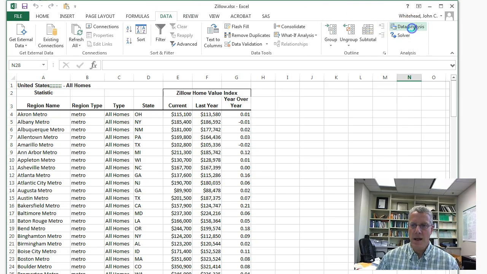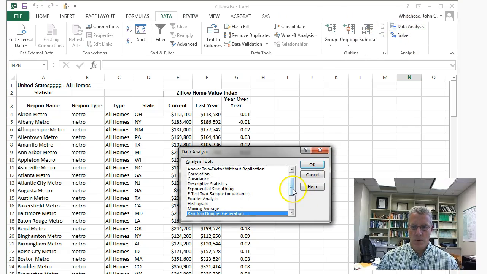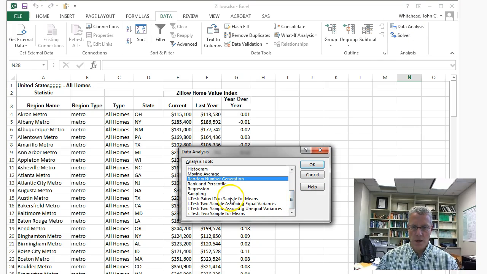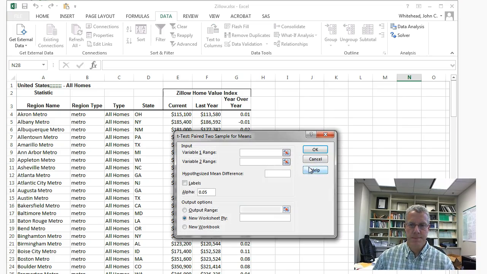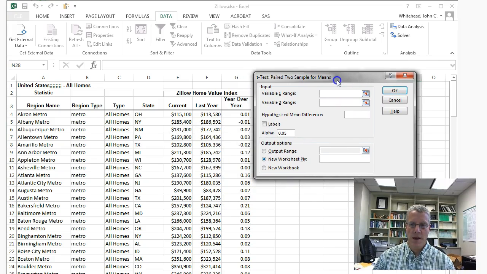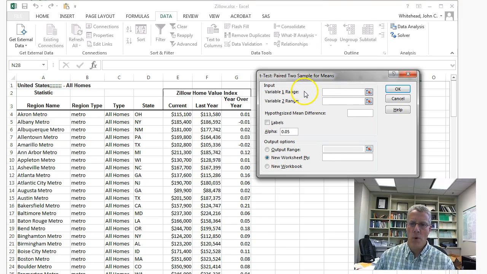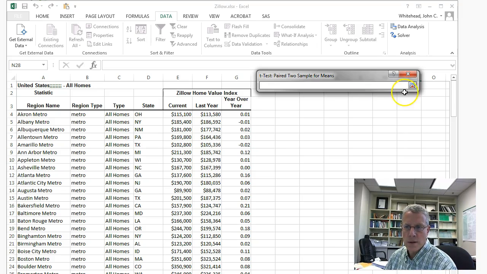So data analysis, and we want to conduct the paired two-sample for means test. So click OK, and we have the variable 1 range and the variable 2 range, and we're looking at the current and the last year home values. So I'm just going to do this for a subsample of the data, and I want y'all to do it for the whole column, the whole country.